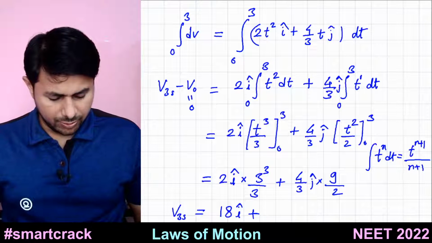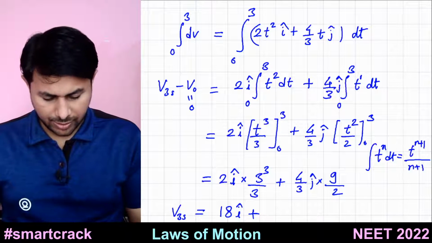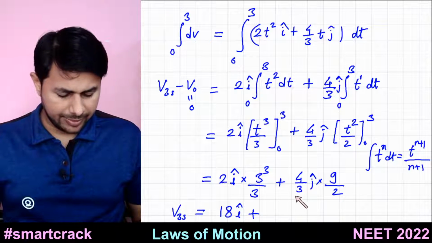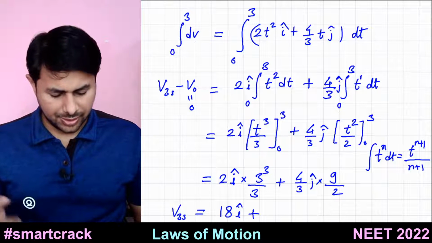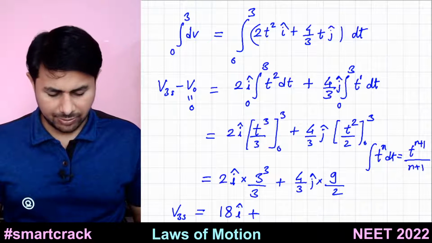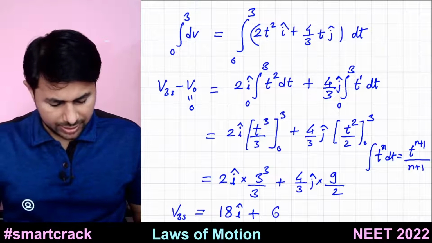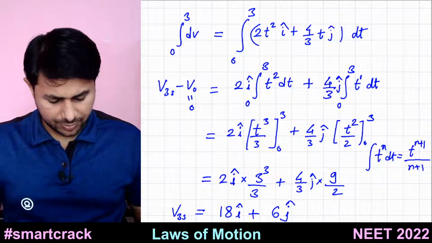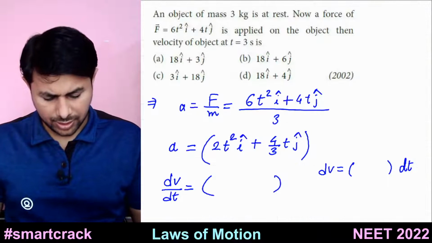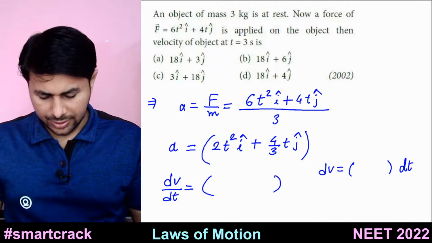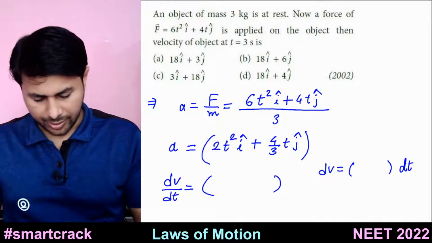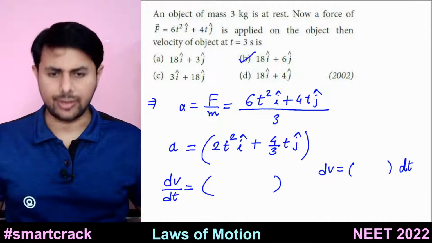Plus, this will be 4 by 2. Okay, 4 by 2 is 2, and 9 by 3 is how much? 9 by 3 is 3. 3 times 2 is 6. So plus 6 j cap. Okay, so I guess this should be the answer. 18i plus 6j. Yeah, this is option B.